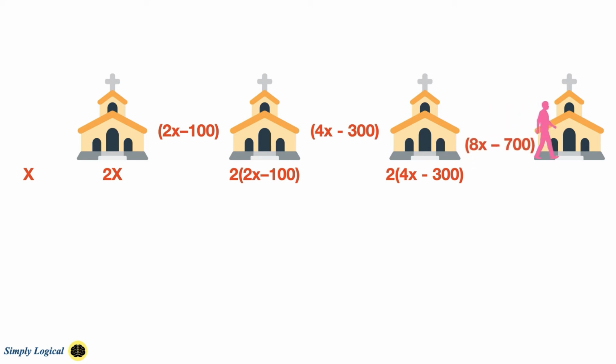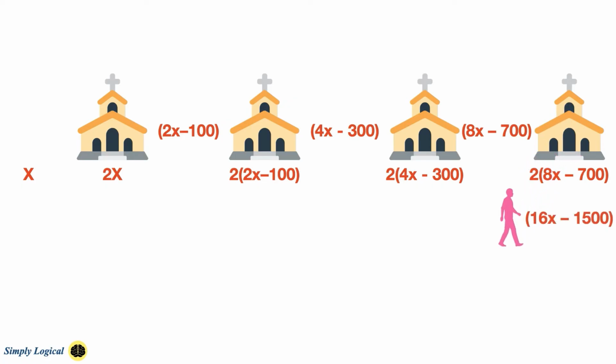And at the fourth church, as soon as he enters the church, his money is doubled to 2 times (8x minus 700). And we know that 8x minus 700 is the money left before visiting the fourth church. On his way out, he donates another $100 and he is left with 16x minus $1,500.